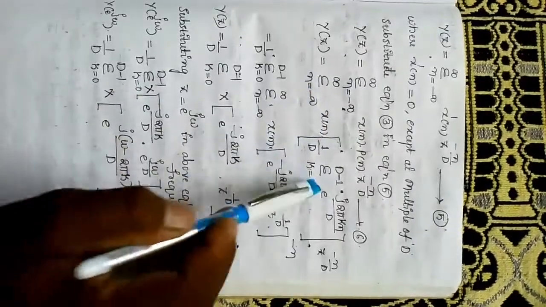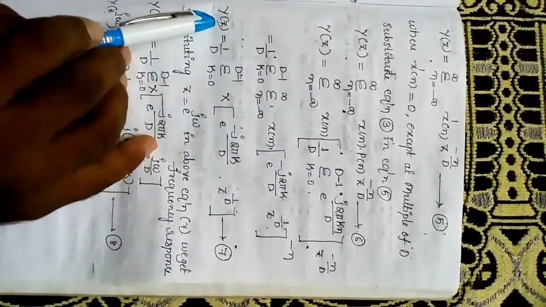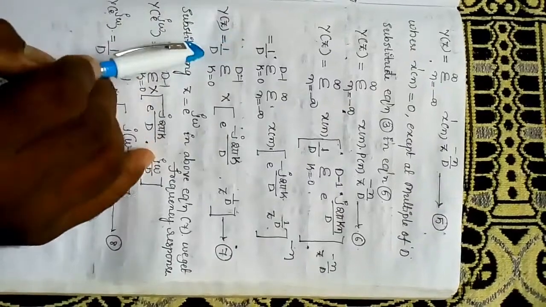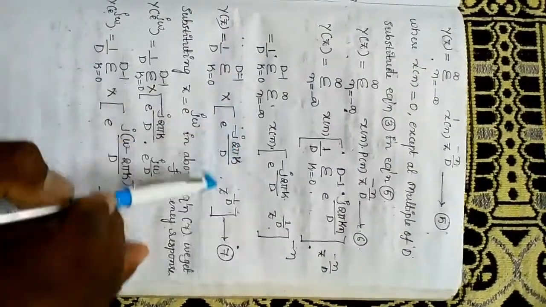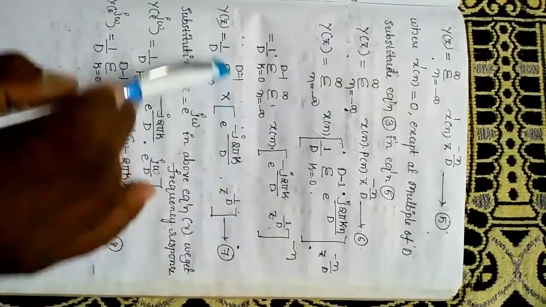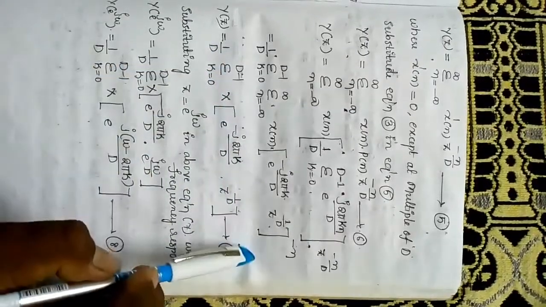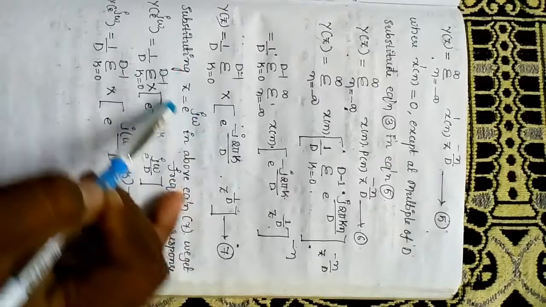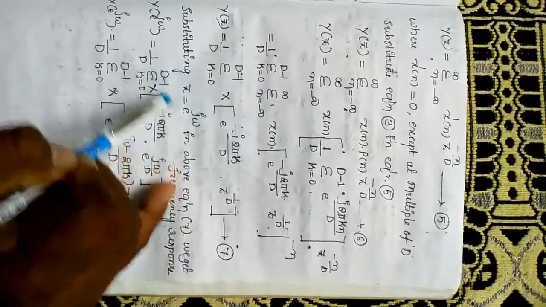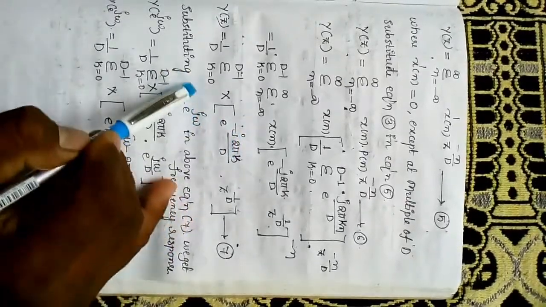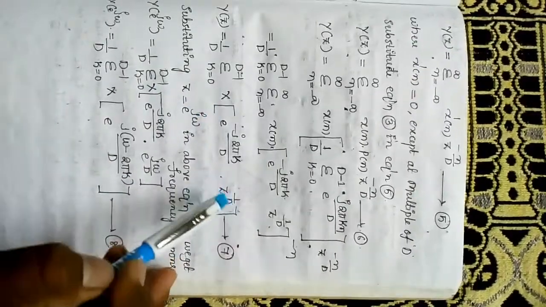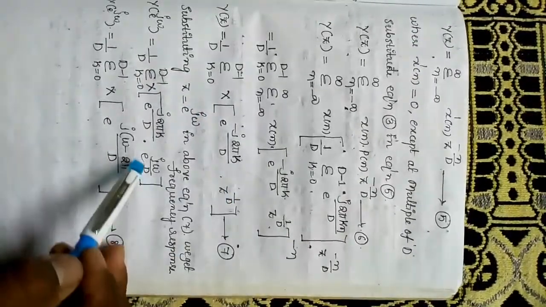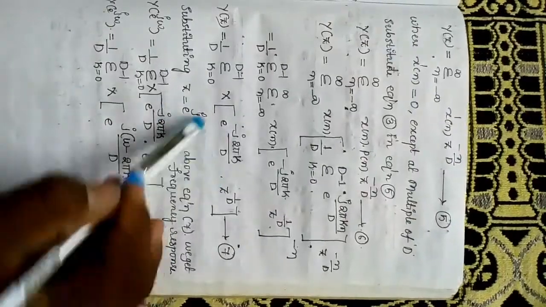After simplifying this equation, y of z is equal to 1 by d summation k equal 0 to d minus 1 x into e power of minus 2 pi k by d into e power of 1 by d. This is equation 7. Substituting z is equal to e power of j omega, that is in frequency. Wherever z is there, you simply substitute e power of j omega.